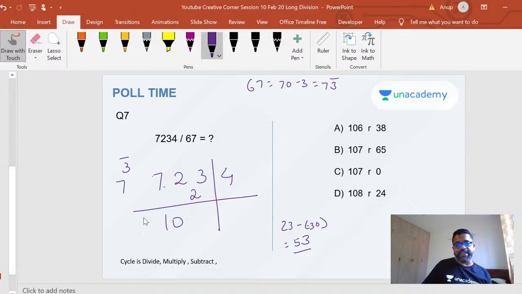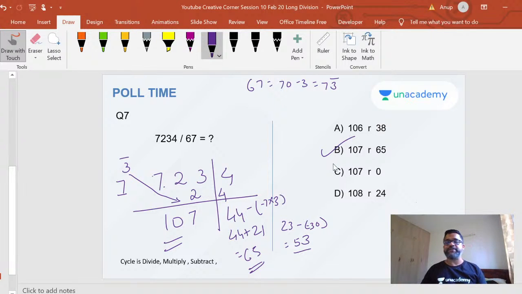Okay, so I get 53 and I divide it by 7. When I divide 53 by 7, what do I get? It goes 7 times, 49, with a balance of 4, right? And then you have 44 plus 7 into minus 3. So what do you get here? 44 plus 21, which is 65. 107, remainder 65. That's your answer here.